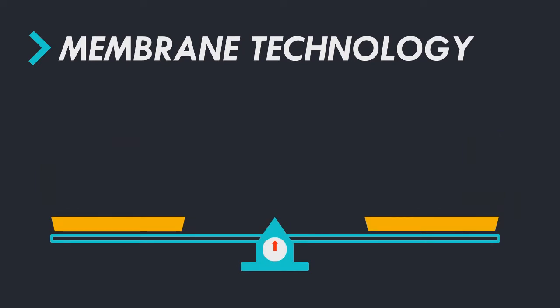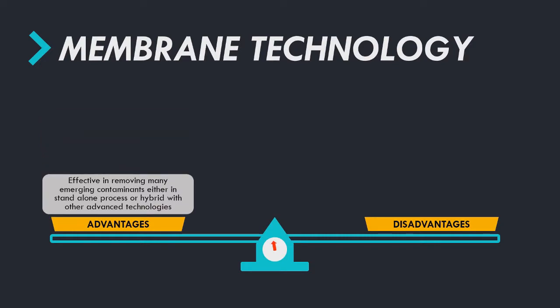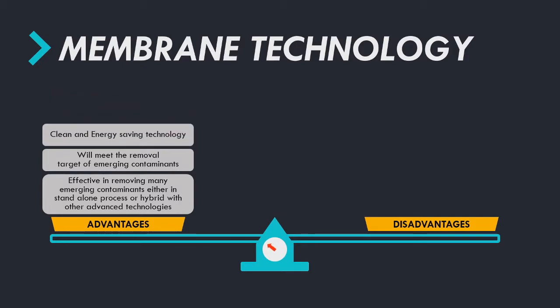Every technology in this world has its own pros and cons. The advantage of membrane technology is that it is effective in removing many emerging contaminants, either as a standalone process or when hybridized with other advanced technology. Next, this technology will definitely meet the removal target of emerging contaminants. It is also a clean and energy-saving technology. Membrane technology has a small process footprint and it is also easy to maintain.